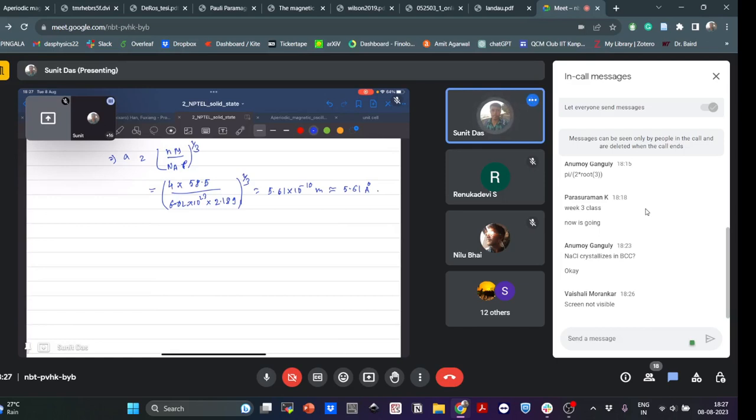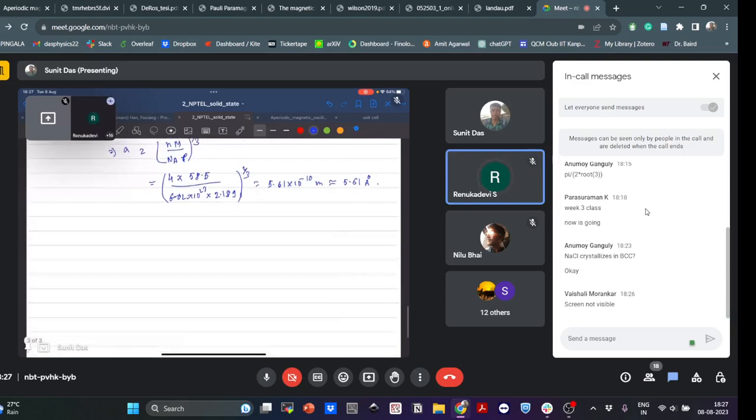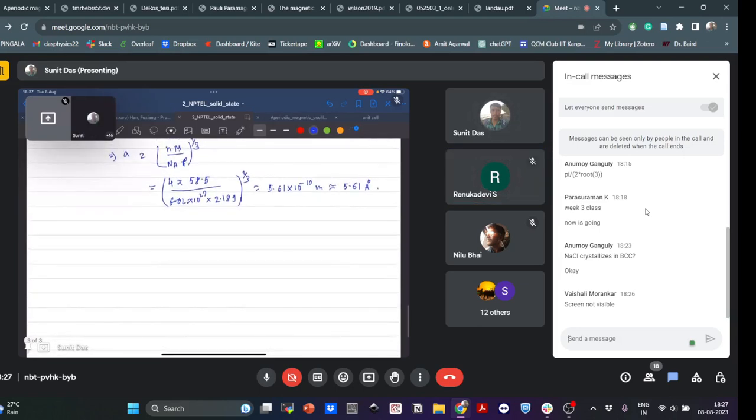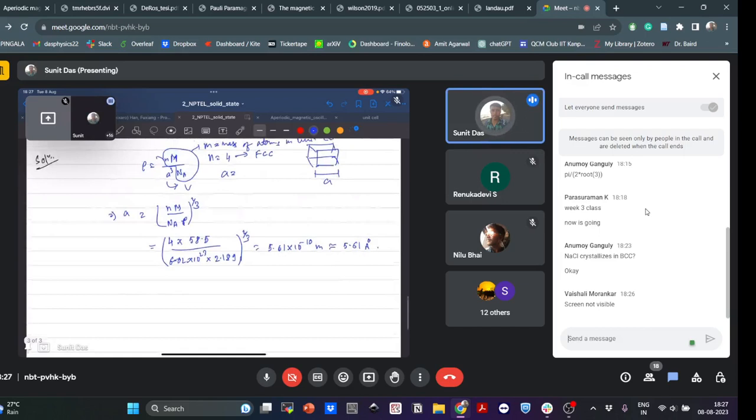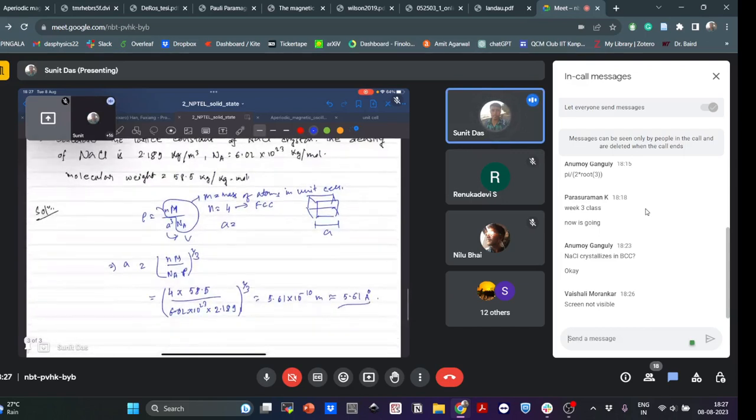Screen not visible. No, sir. Visible, sir. Okay, okay. So the dimension is 5.61 angstrom. Okay, this is the answer.